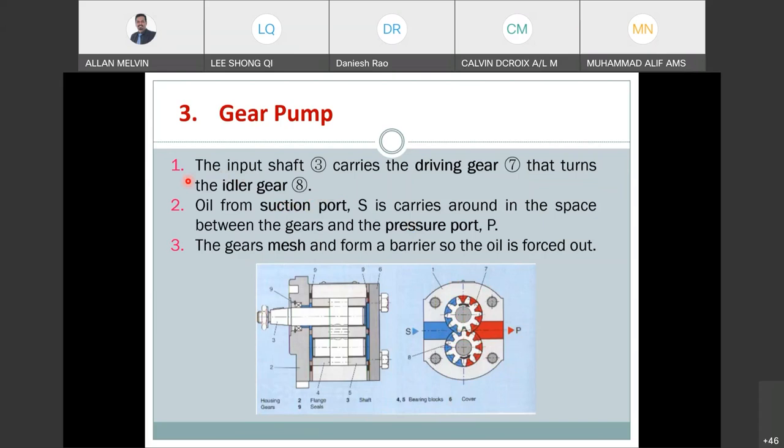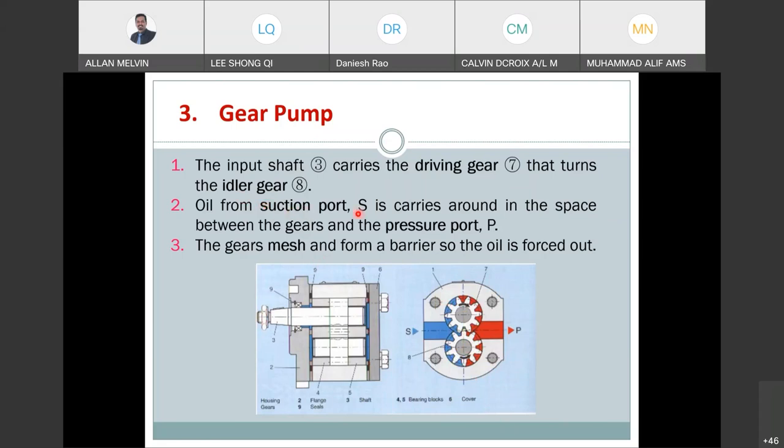So we have some reading. You have an input shaft 3 here. It carries a driving gear, that turns the idler gear. So you have two gears, number 7 and number 8. This is connected to this, and this is practically a follower. Idler means it is resting, so no mechanism. It's only connected to this gear.